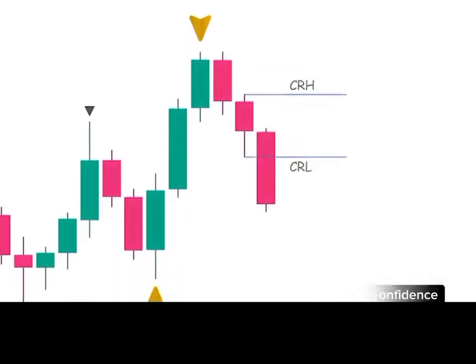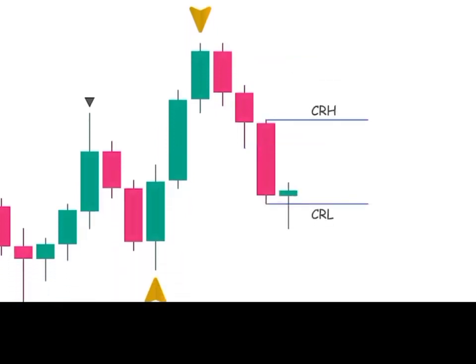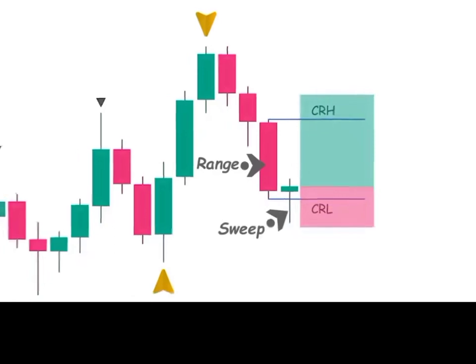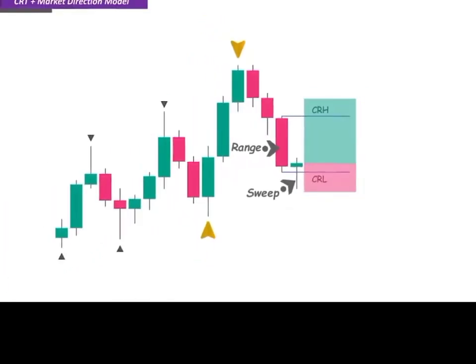This continues until we see a candle that sweeps below the low, but then closes back inside the range. That's when we have a valid setup. We now have both the range and the sweep. Now the question is, where do we enter? One simple way is to open a buy position right after the sweep candle closes. But there's a better and more optimized way.